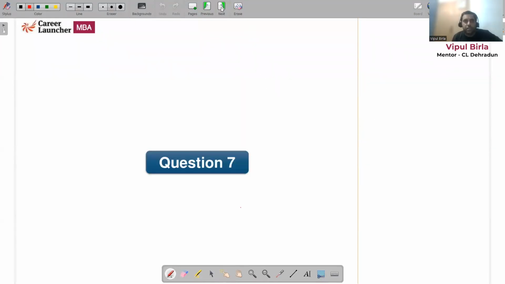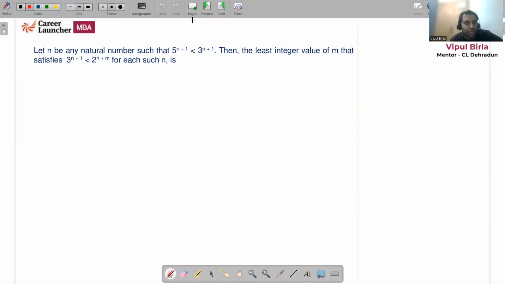Let's look at question number 7. Let n be any natural number such that 5 to the power n minus 1 is less than 3 to the power n plus 1. Then find the least integer value of m such that 3 to the power n plus 1 is less than 2 to the power n plus m for each such n. Okay, so we're looking for the least value of m.